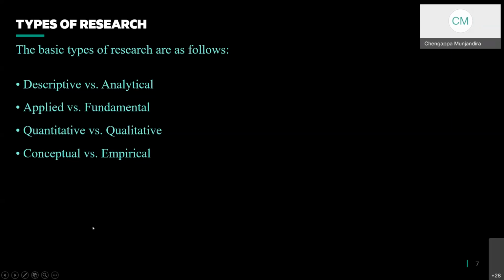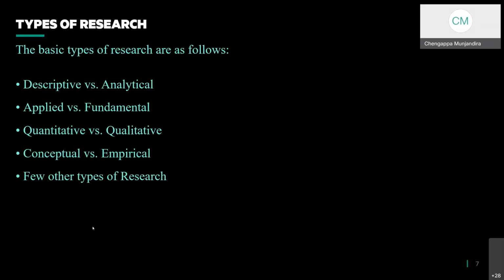So at a high level, when we talk about types of research, these are some of the most followed types of research that researchers would usually be into.